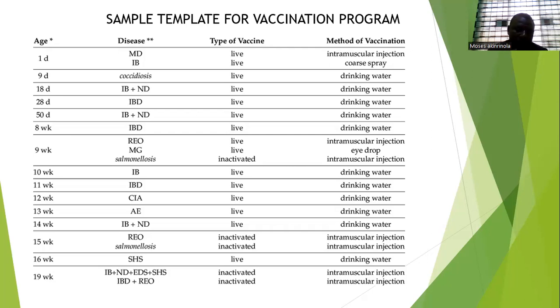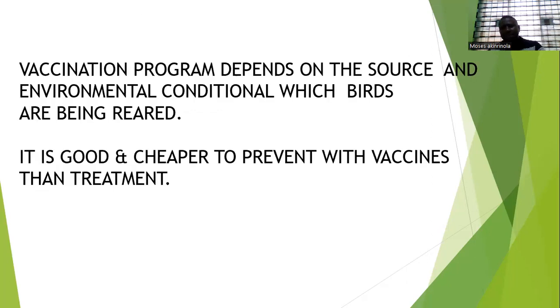If you are taking from Agritech, they can have their own vaccination program. If you are taking from a passenger farm, there are vaccination programs. So there is no specific vaccination program. It can depend on the environment you are rearing the birds in and the source you are getting them from. Those are the two things you need to know. So the vaccination program can depend on the source or the environmental conditions in which the birds are being reared.